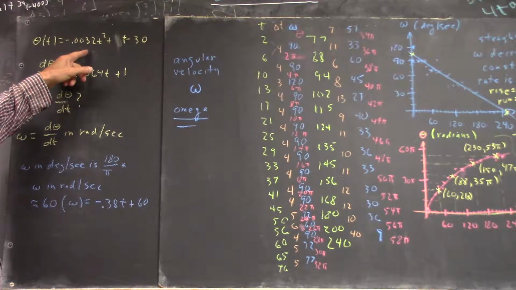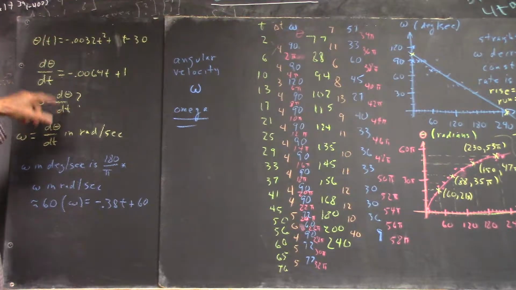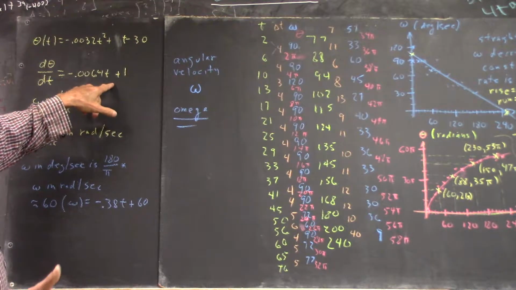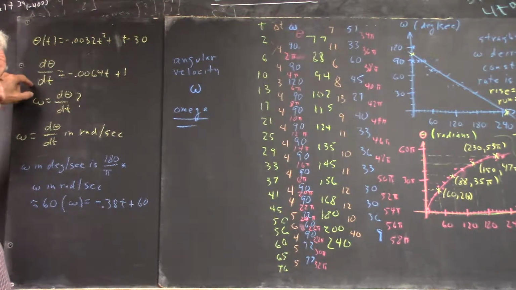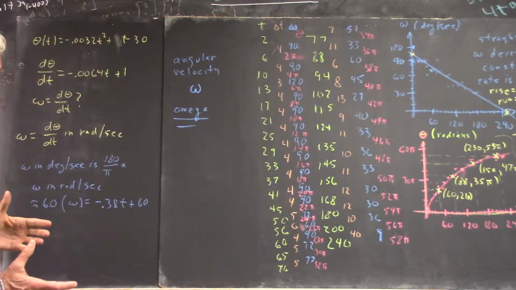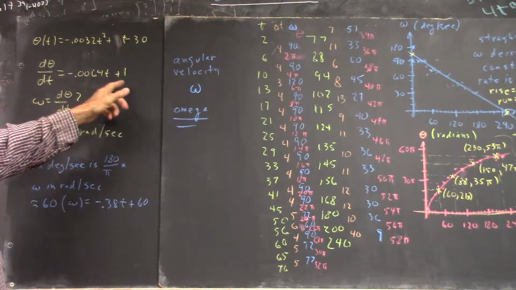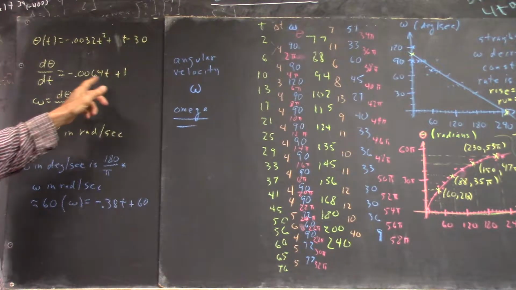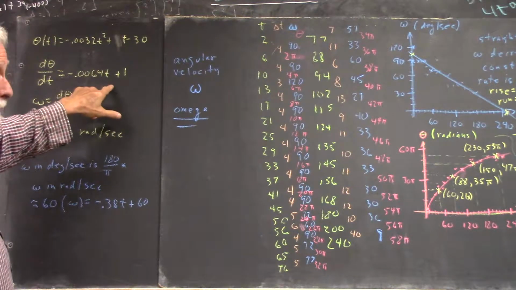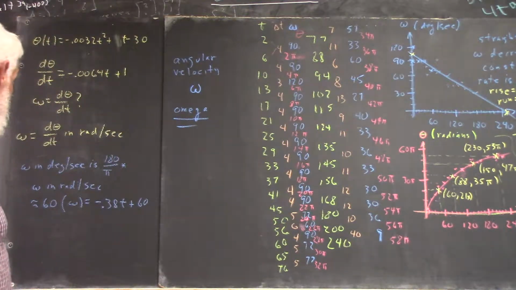So this is your d theta dt. Okay, if t is in pendulum cycles, then d theta dt will be in radians per pendulum cycle. And that would be the formula or the equation for the d theta dt, or your omega function, if you were measuring your angle in radians.